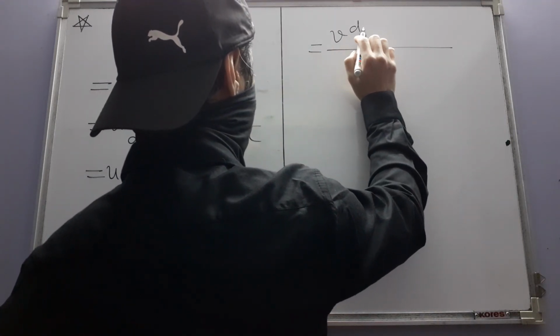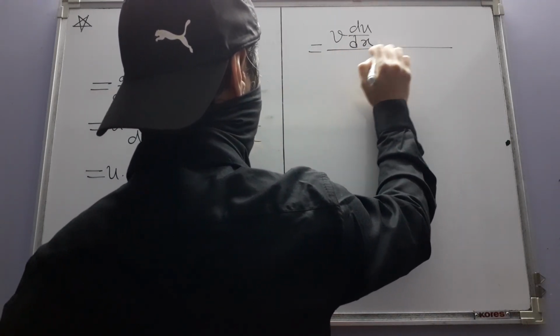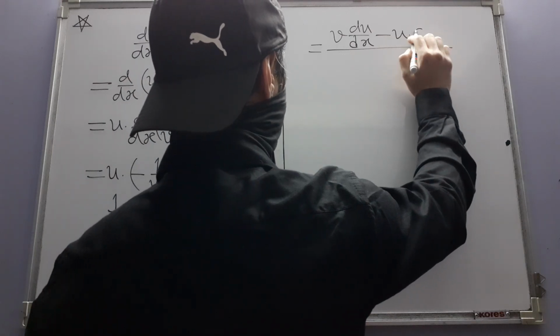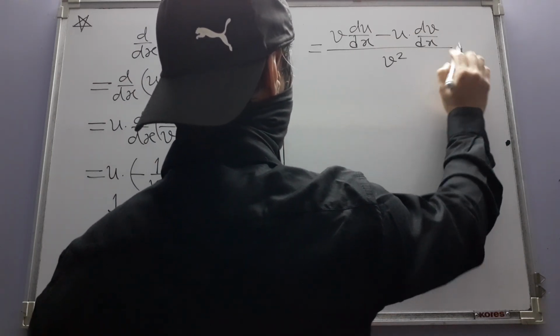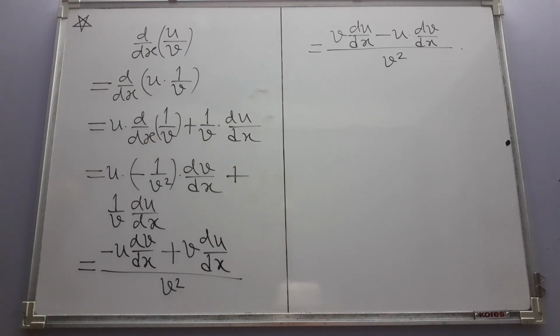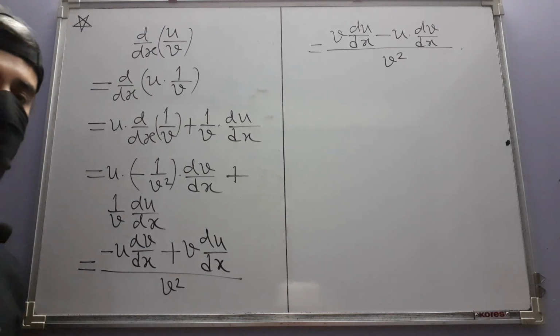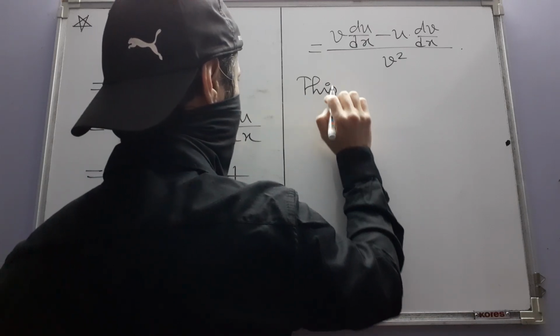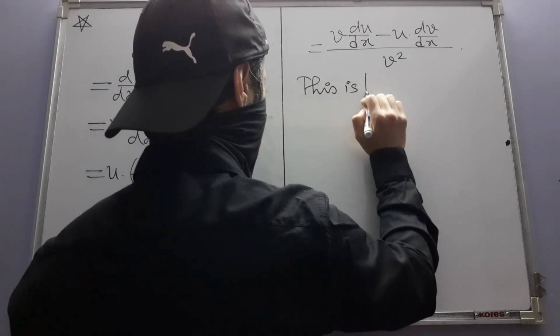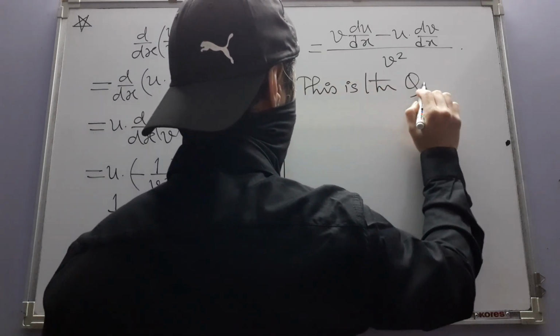That is just v du dx minus u dv dx over v square. And this is precisely the quotient rule. This is the quotient rule.